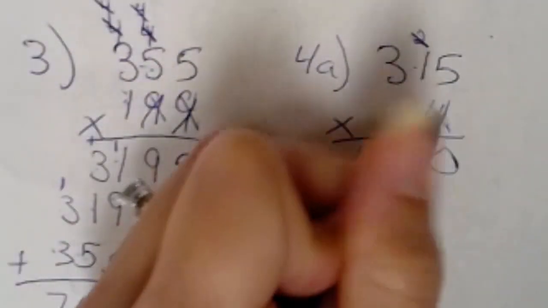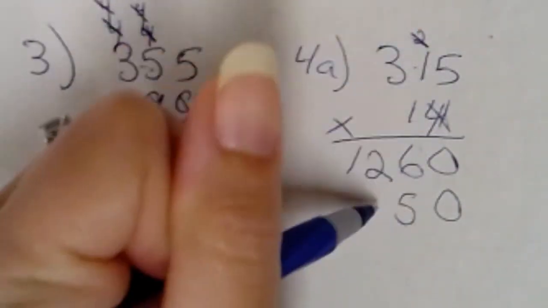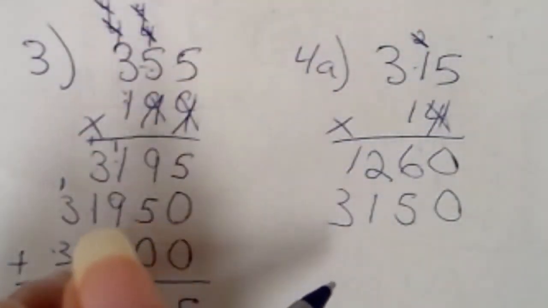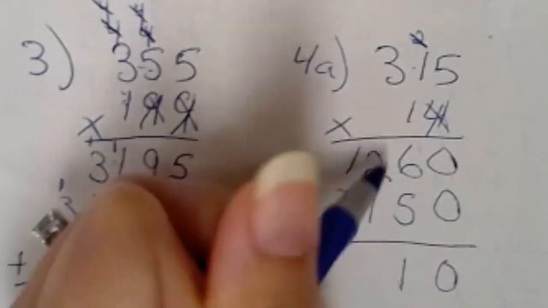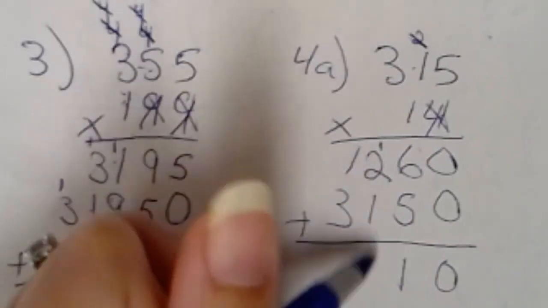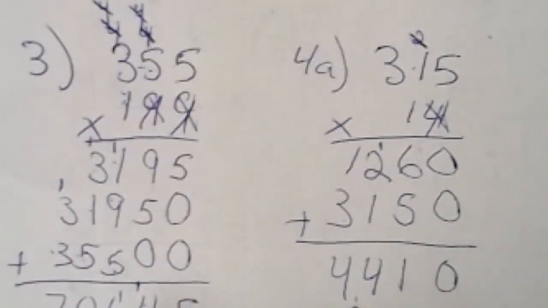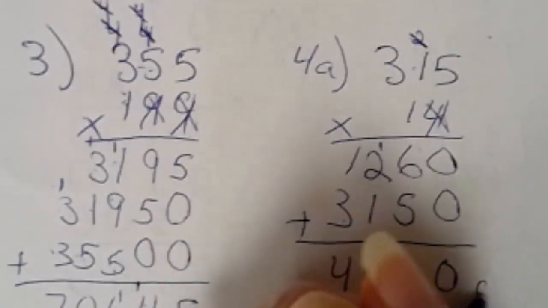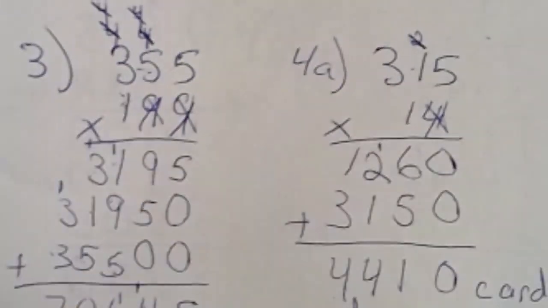We've used our ones place. We're going to go over to our tens digit, so we're going to put a 0. 1 times 5 is 5. 1 times 1 is 1. 1 times 3 is 3. We add our partial products. 0, 1, 1, 2, 3, 4, 4. So 4,410 cards is what she has.